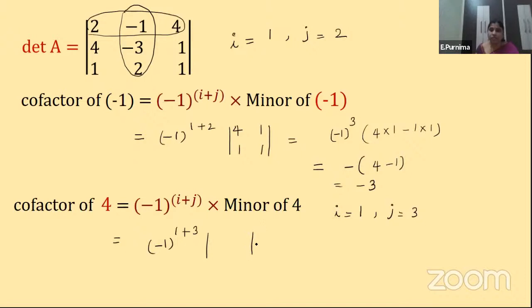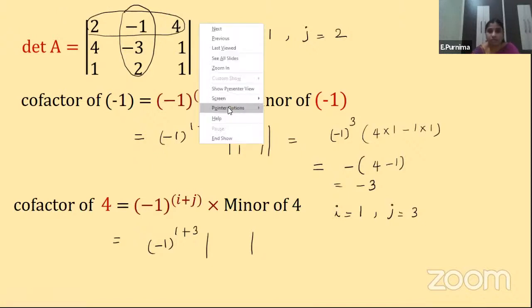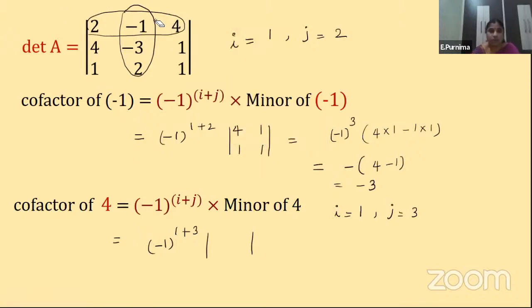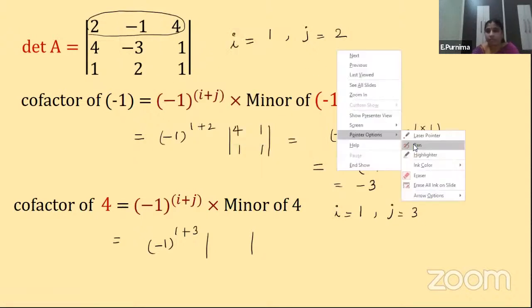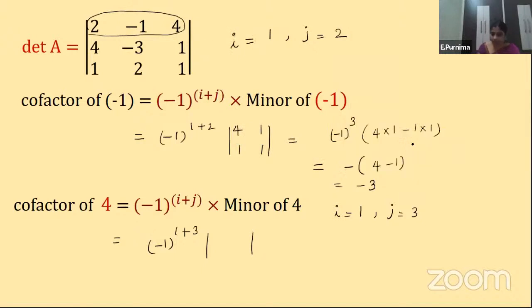What is the minor? Now, which row and which column should be covered? First row and third column. The first row is already covered, children. Let me delete this one so that you may not be confused. Which column should be covered, children? The third column should be covered. Yes. So here I am covering this third column.